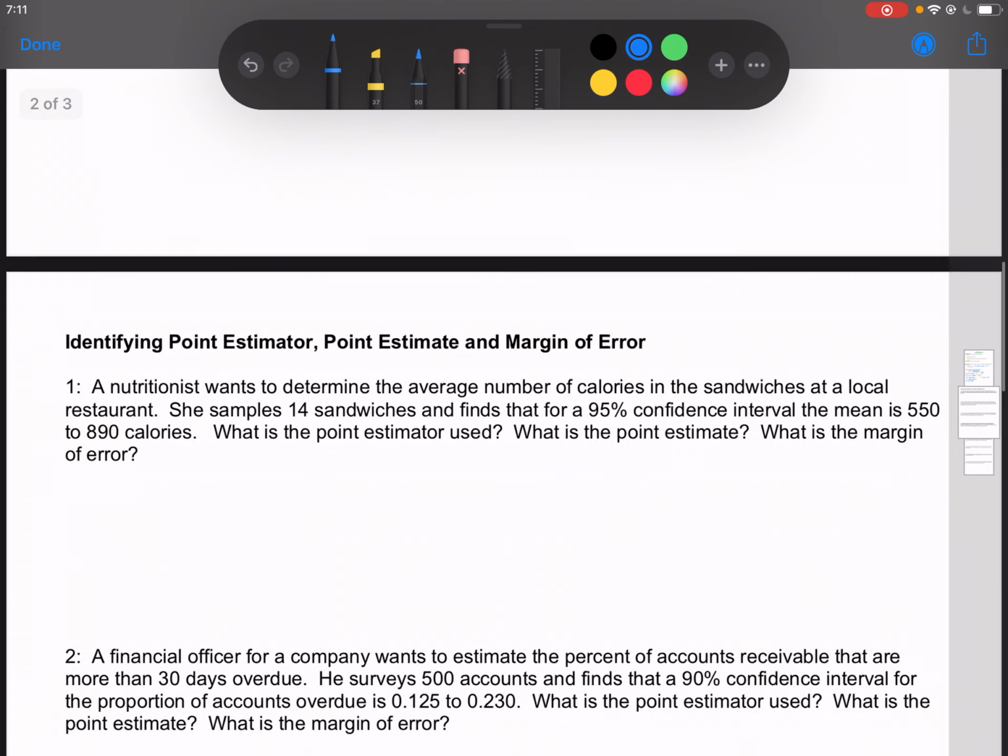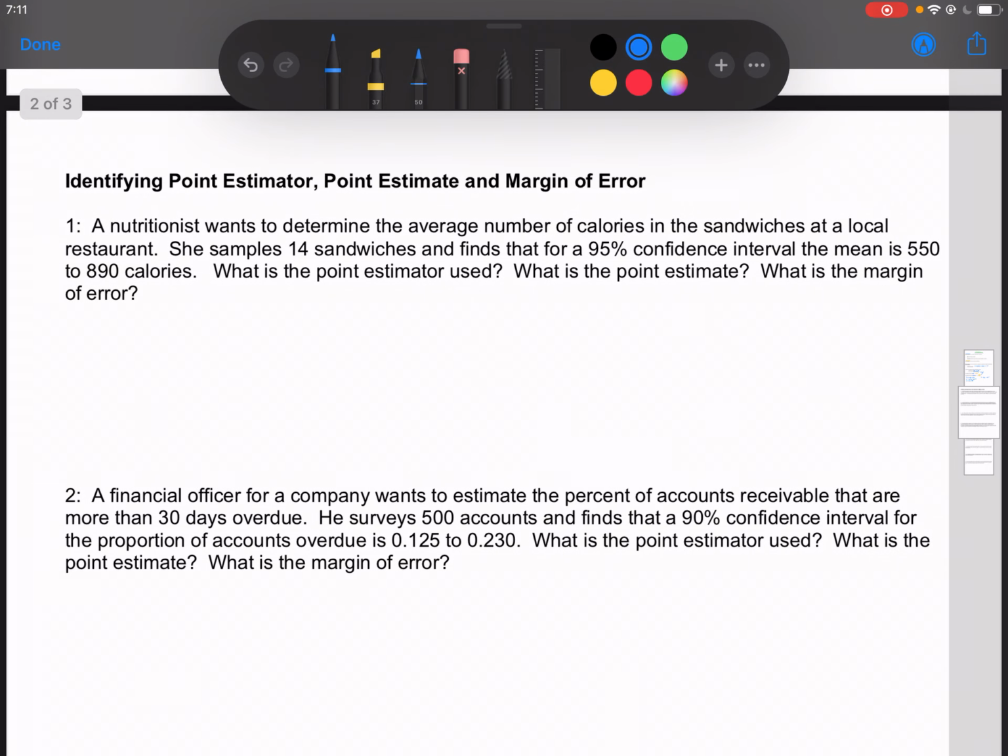All right, let's start working through these. First, we're going to go ahead and identify point estimator, point estimate, and margin of error.